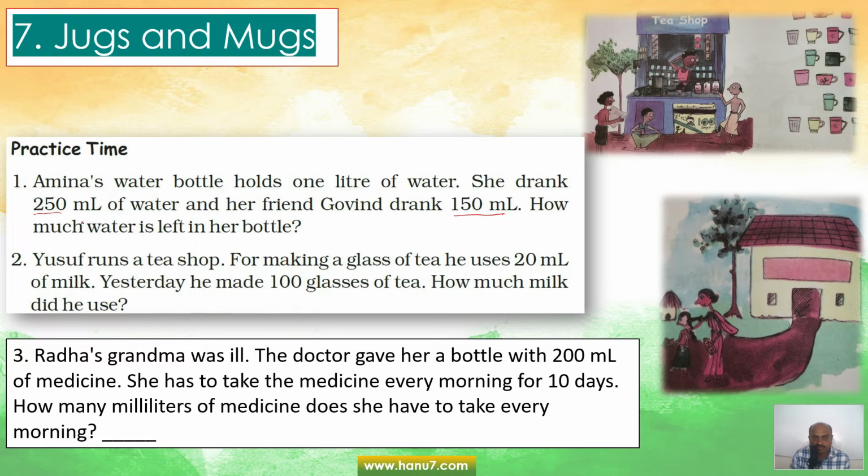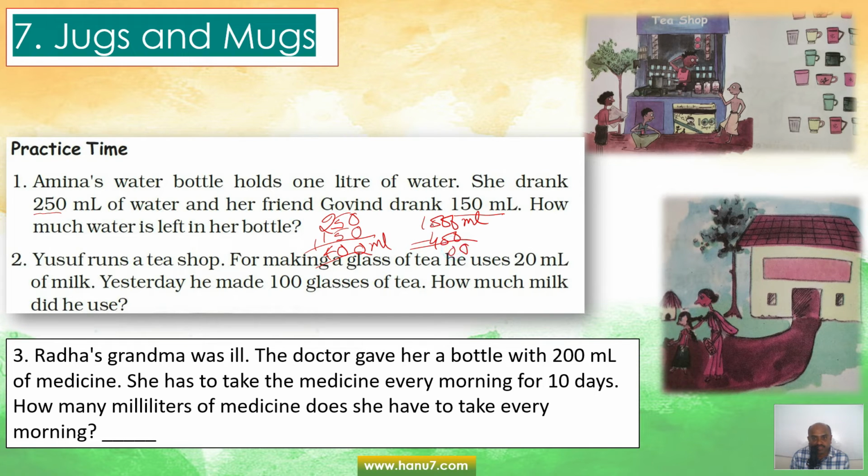Okay, so how much? 250 ml plus 150 ml is equal to... 250 plus 150: 0 and 0, 5 plus 5 is 10, plus 1, then 2, 3, 4. 400 ml is already over. Okay, so 1000 ml. From 1000 ml you remove the 400 ml, subtract.